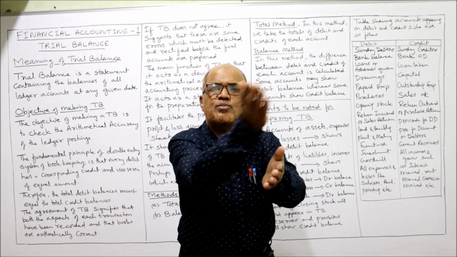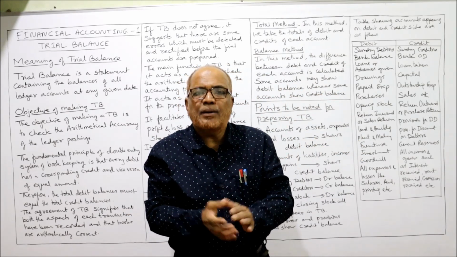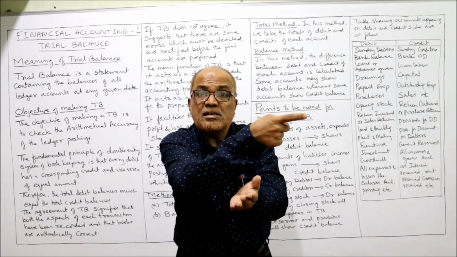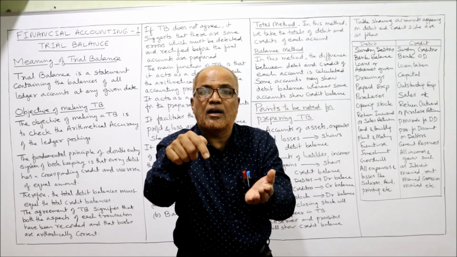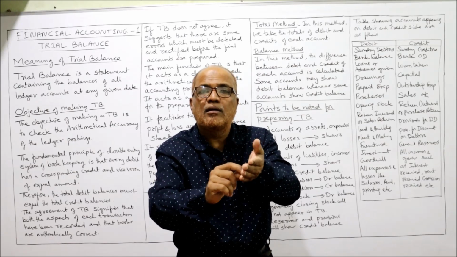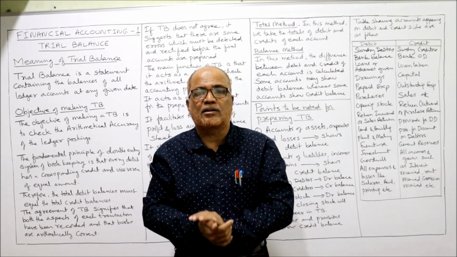Later on this entry is posted into the ledger account, the same 200. That means your trial balance is agreeing. But there is a mistake. Instead of 2,000 you have taken 200 while recording the original entry. This mistake will not be detected in the trial balance. It's a mistake but not detected.